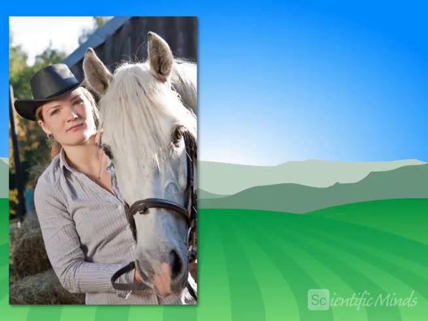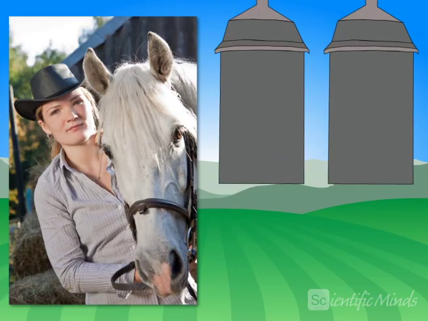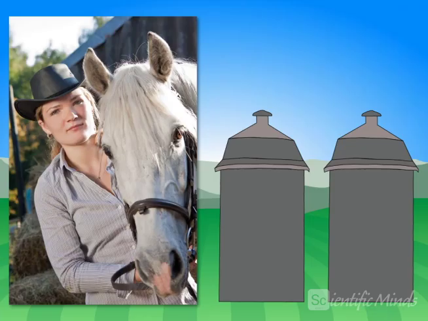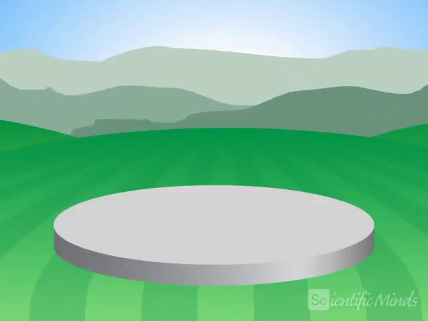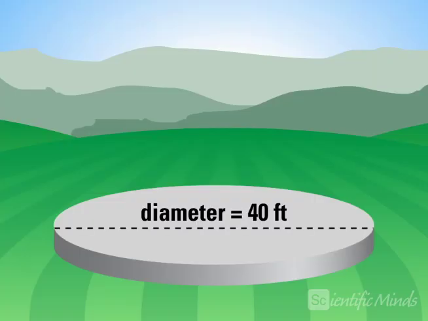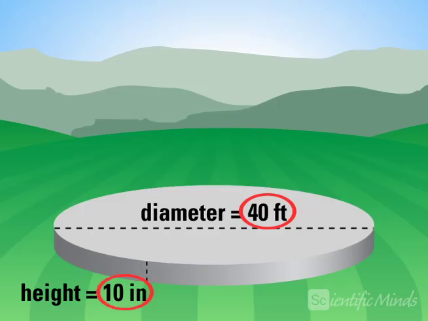Here's an example. A farmer wants to put 2 silos on the edge of her farmland, so she needs to construct a concrete pad to place them on. Each concrete pad will have a diameter of 40 feet and a height of 10 inches. The farmer needs to make two different calculations in order to figure out how many yards of concrete she'll have to order. She will need to be sure her units of measurement are the same and convert them if they are not.